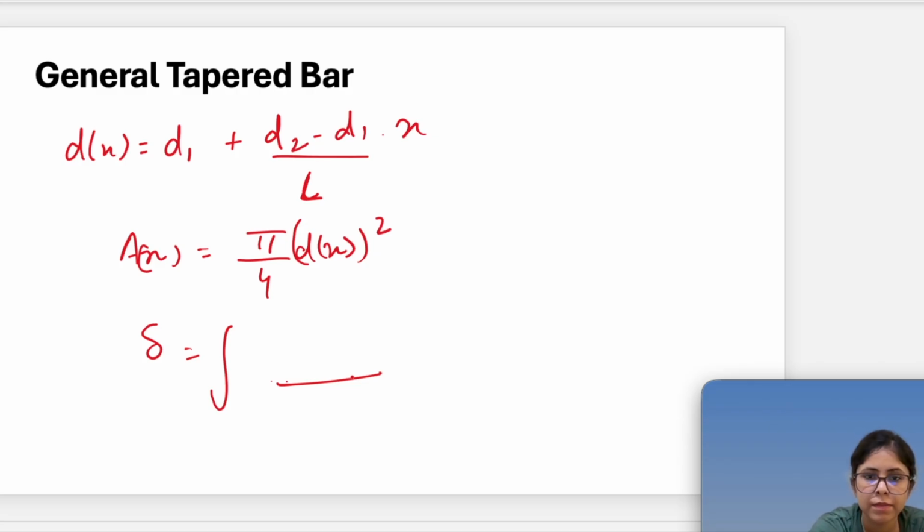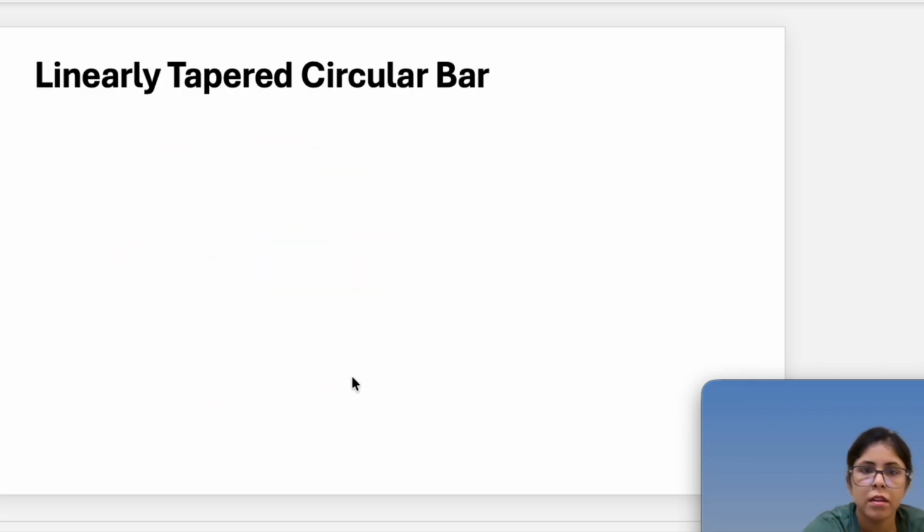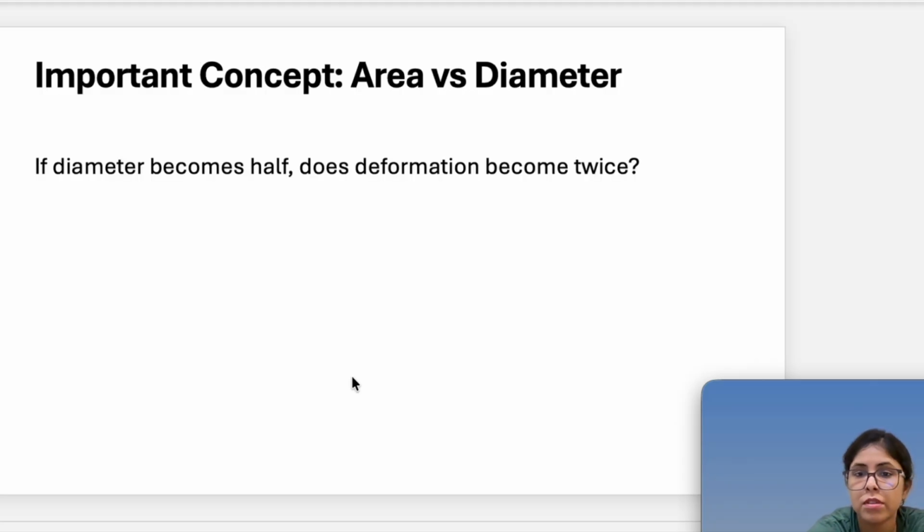And then we have the linearly tapered circular bar. We saw that. So the first formula that came was for the linearly tapered circular bar. So now we have an important concept, area versus diameter.